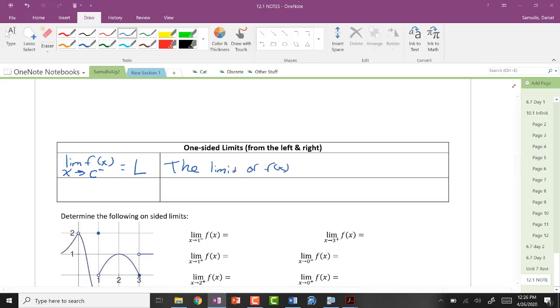of f of x as x approaches c from the left is L.